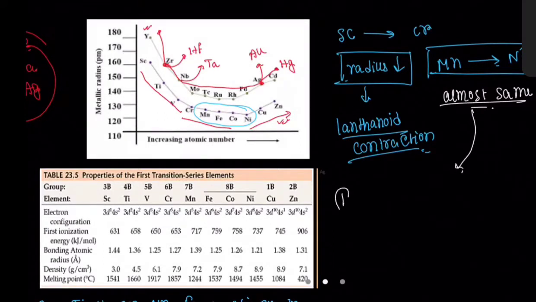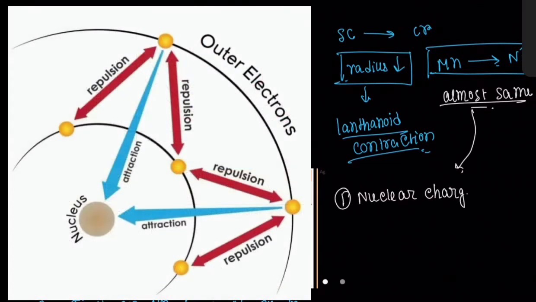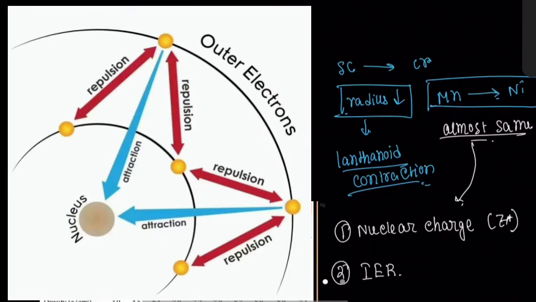The reason behind it is that there are two factors which are working against each other. One is nuclear charge, which is known as Z star, which is trying to attract the electron. And the second thing is interelectronic repulsion. So nuclear charge is trying to decrease the size of the atom, and interelectronic repulsion is working against it.